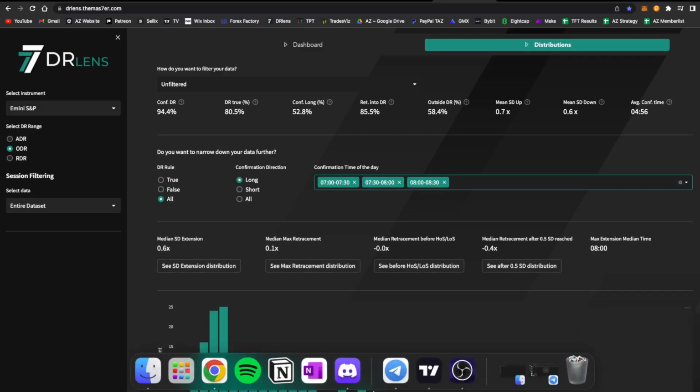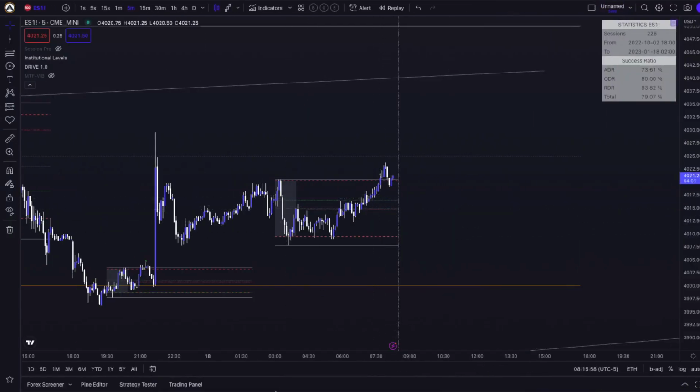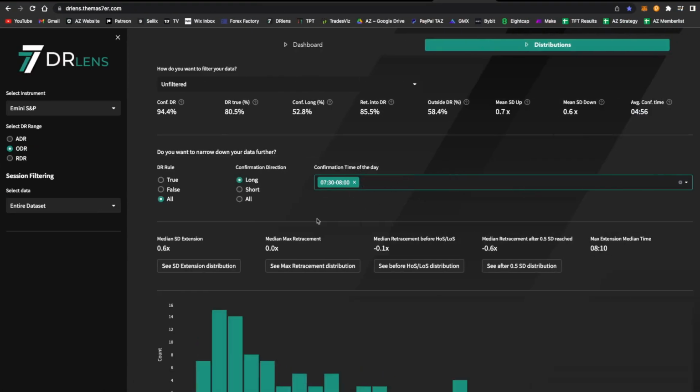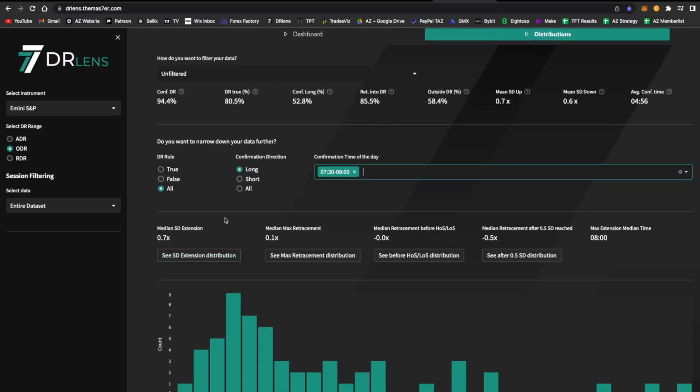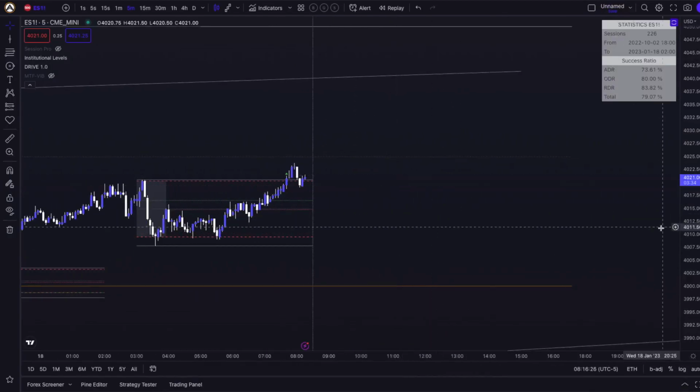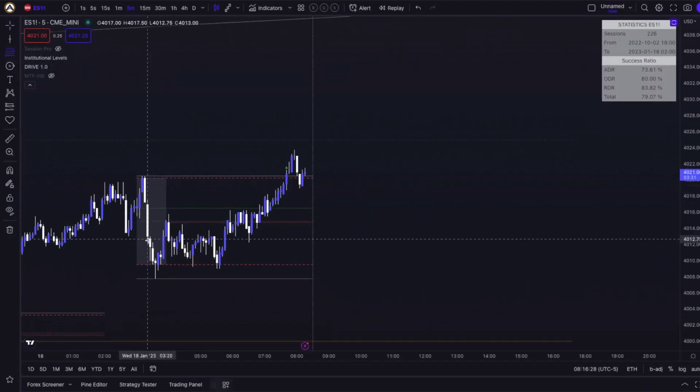Between 7, right at 7:40, okay. So between 7:30 and 8 a.m. New York local time, we now see the median standard deviation up. Standard deviation to the upside would be 0.7x. The median max retracement would be 0.1x. And the max extension median time would be 8 a.m. New York local time. So we should be able to see, with such a late confirmation, at least that's what the data would suggest.